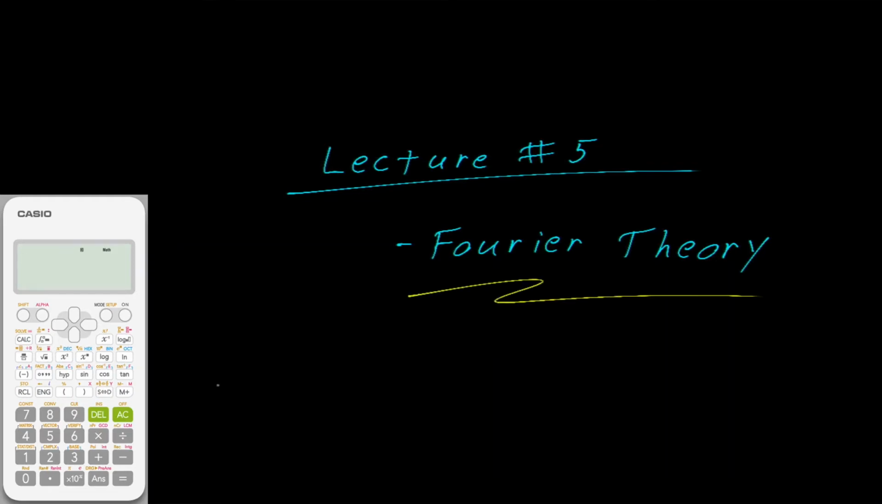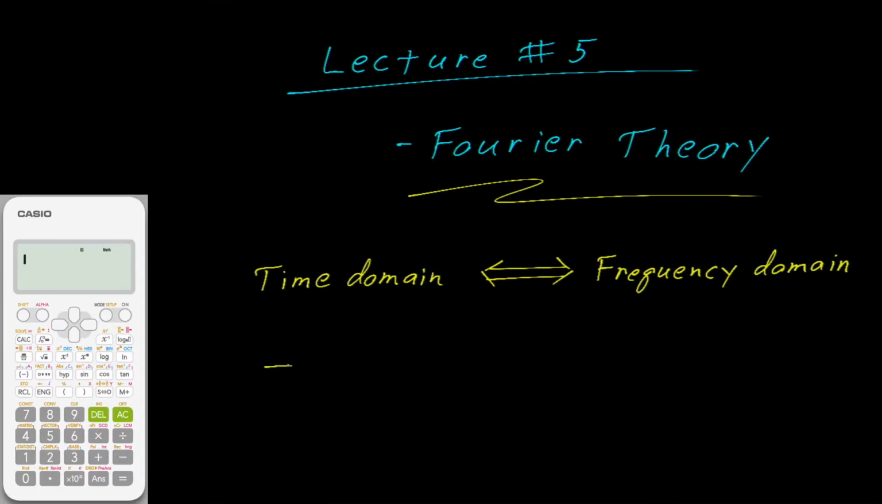Fourier theory is one of the more important concepts you're going to learn in this class. You could think of it as a bridge between the time domain and the frequency domain. In the time domain, we'll talk about things like sinusoids, and we'll see that in the frequency domain, a sinusoid becomes a single spike at a particular frequency.